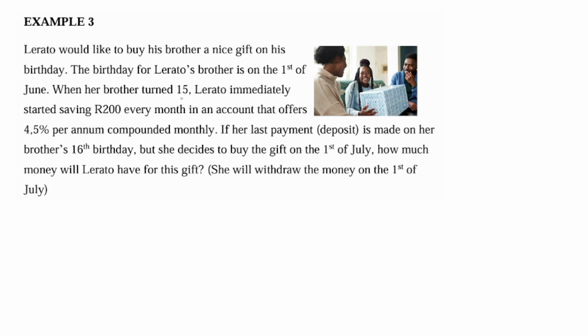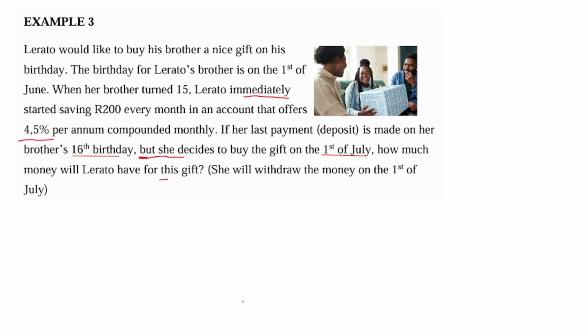When her brother turned 15, Lerato immediately started saving 200 Rand every month in an account that offers 4.5% per annum compounded monthly. If a last payment is made on her brother's 16th birthday, but this is the difference here, he decides to buy the gift on the 1st of July, how much money will Lerato have for this gift?